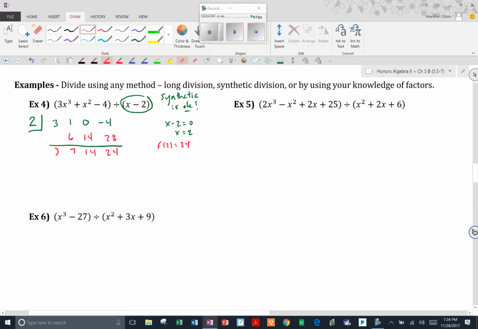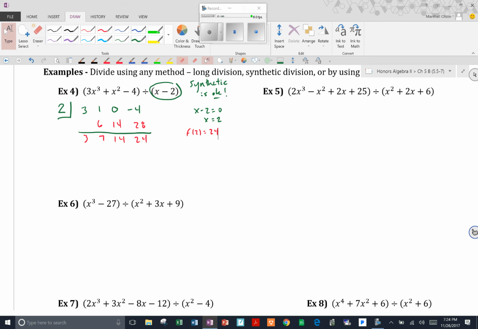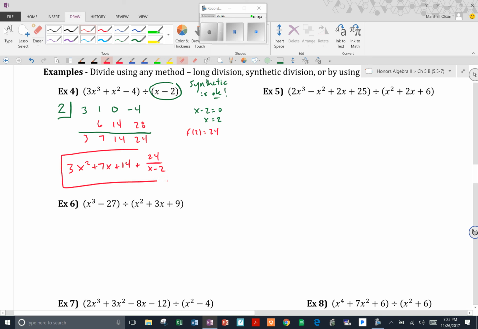That's the remainder theorem. When I do synthetic division, the number I get there is the remainder if I were to do actual division. But it tells us that 2 is not a 0, and that x minus 2 is not a factor. That's okay. We can still write a summary statement. I'm just going to write our answer here to speed things up a little bit: 3x squared. Remember, this was cubed, so this is squared. So we have 3x squared plus 7x plus 14 plus the remainder over the divisor. There's our answer. We can do it without long division.